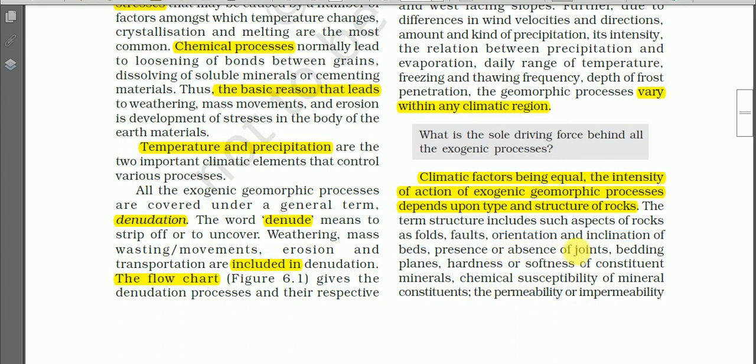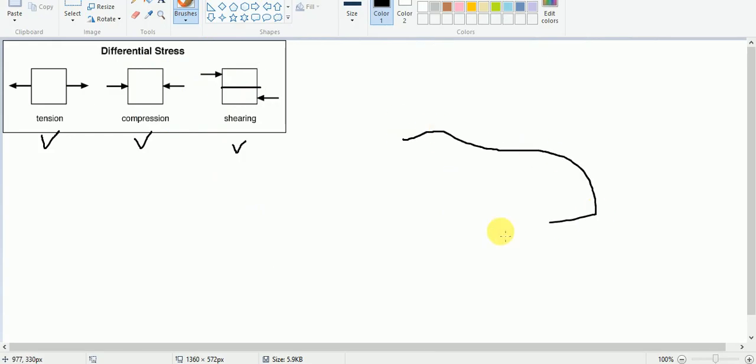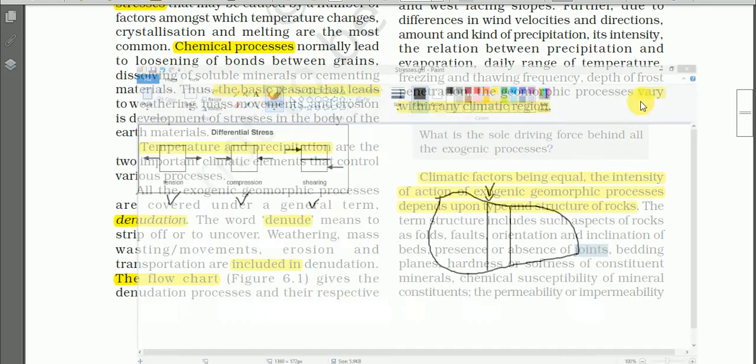Then joints. Actually, joints are the weak lines in the rock. For example, this is a rock, and sometimes you may see lines. This is not a crack. Cracks are openings, but a joint is just a line, a weak line. If you hit here with a hammer, the rock will be broken along this line, and so this weak line is known as a joint.